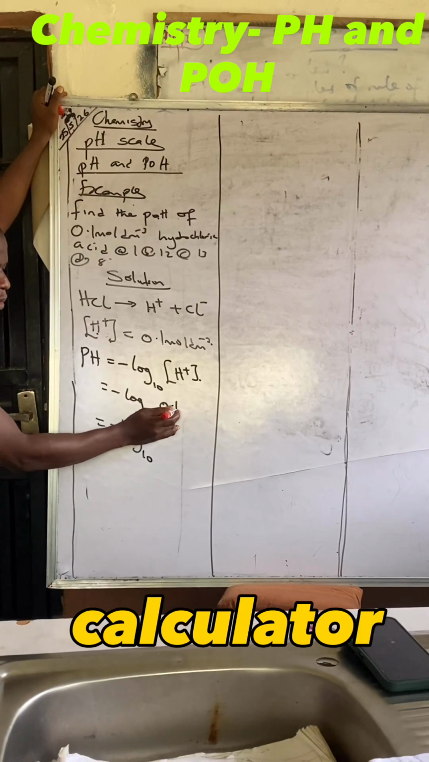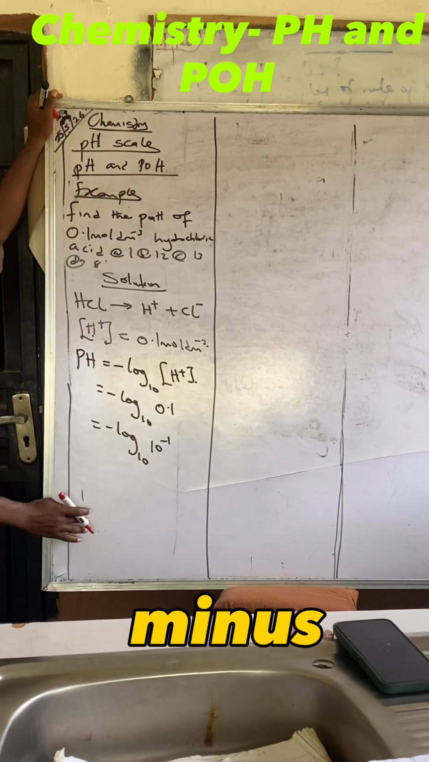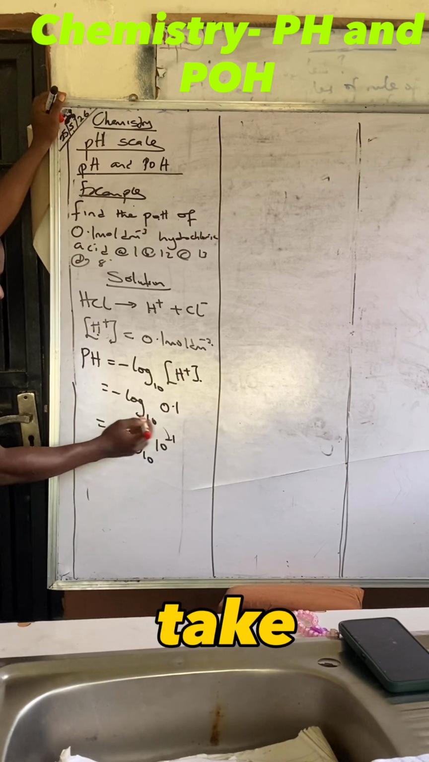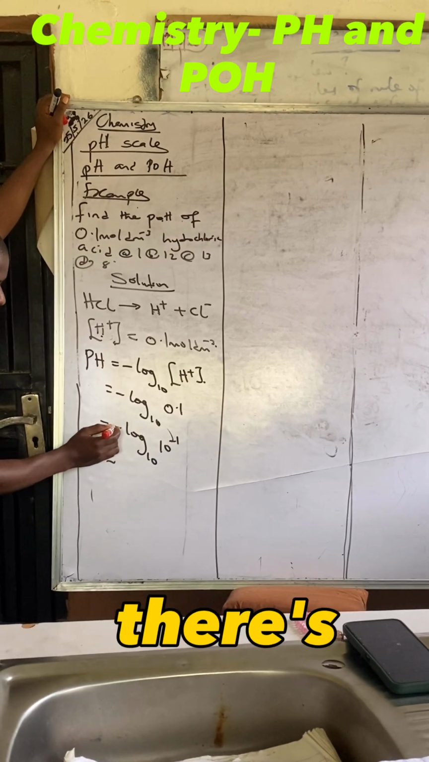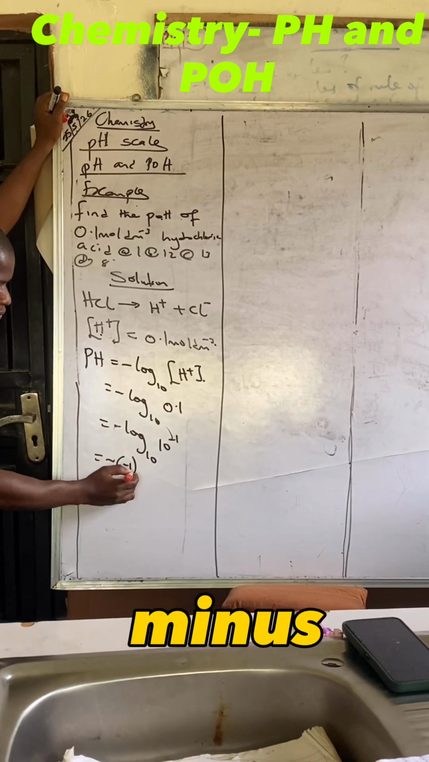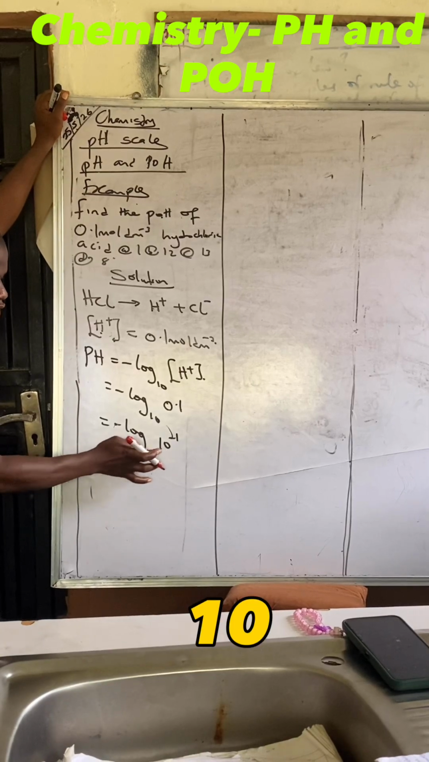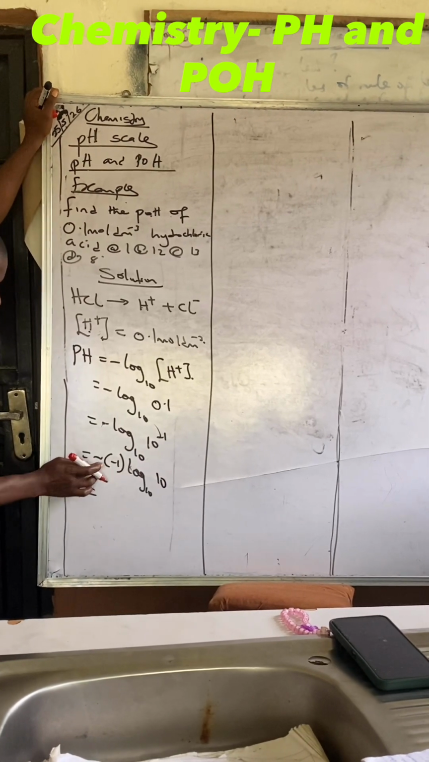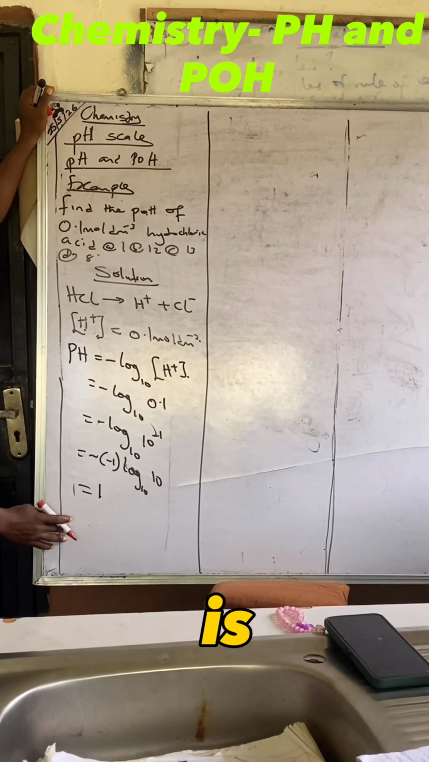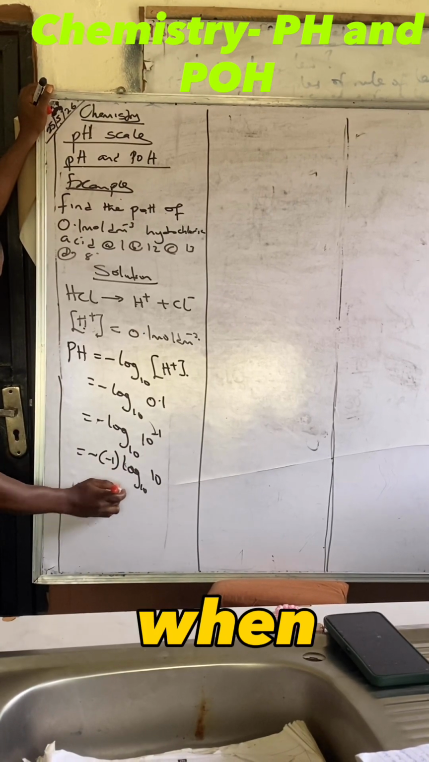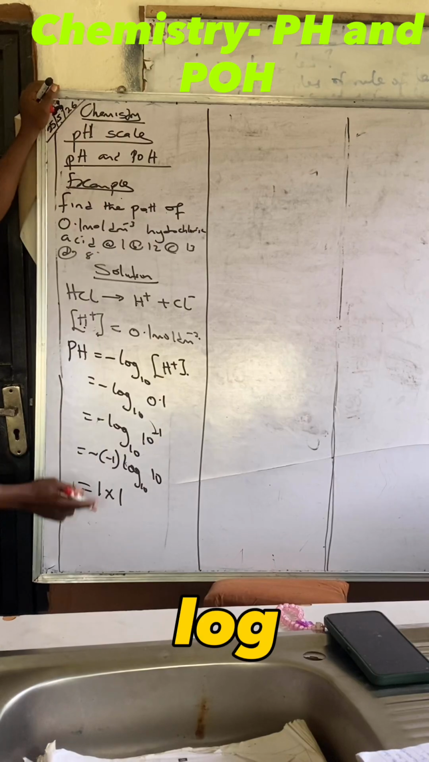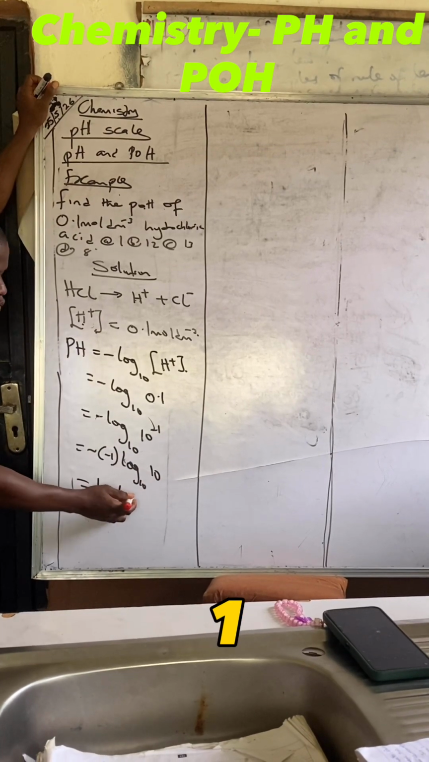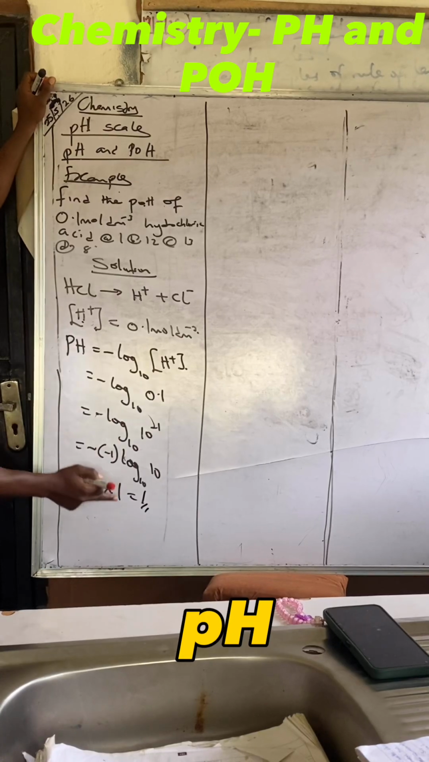Without the calculator, 0.1 is 10 raised to power minus 1. You can use your calculator to get that. So take this minus 1 to the back: minus 1 times log10 10. Minus times minus is plus. Log10 10 is 1. When you see log10 10, log5 5, log2 2, they are 1. You can press log 10 on your calculator to give you 1. So 1 times 1 is 1. So my pH is 1.